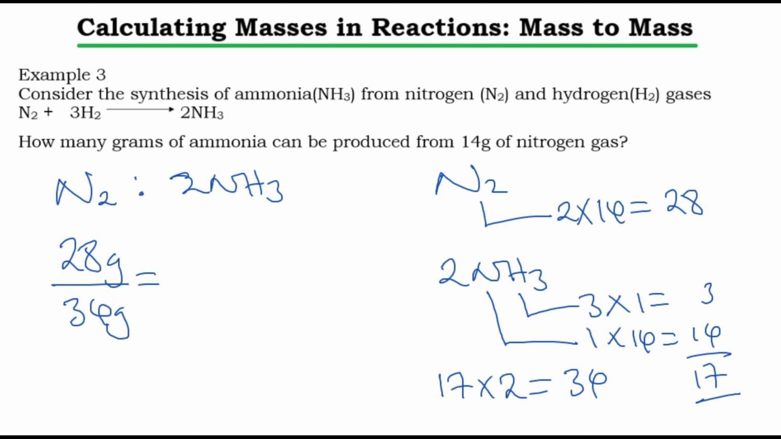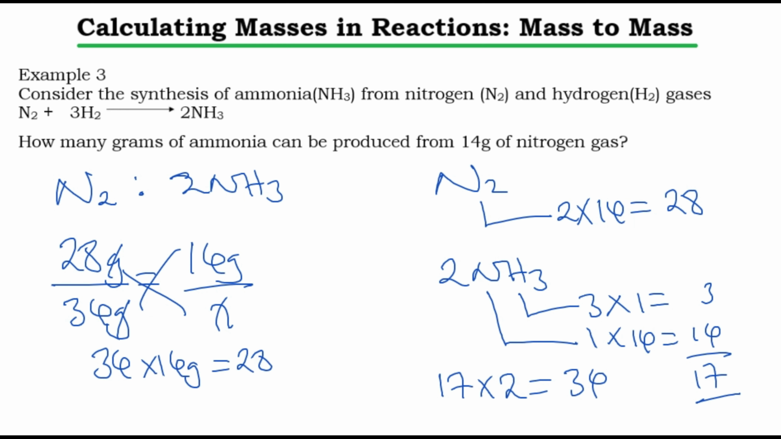And the ratio coming from the problem will be 14 grams of nitrogen produces X grams of ammonia. So let's solve for X, cancel out the grams, cross multiply. So this will be 34 multiplied by 14 grams is equal to 28 multiplied by X, to make X the subject of the formula. X is equal to 17 grams. So 14 grams of nitrogen produces 17 grams of ammonia.